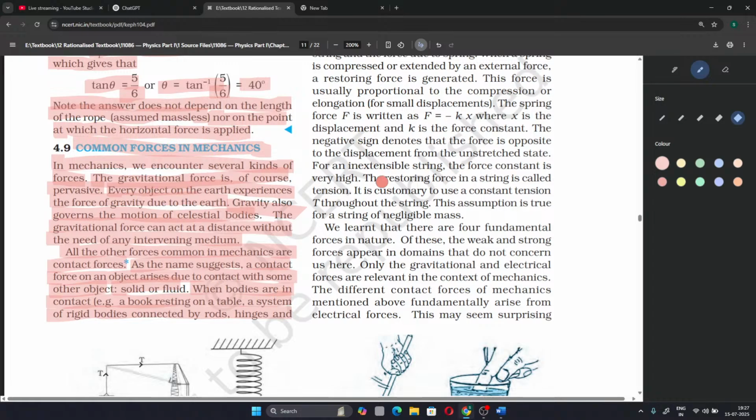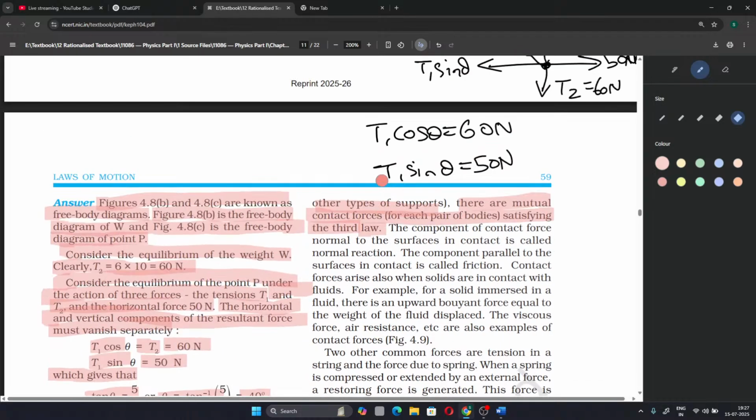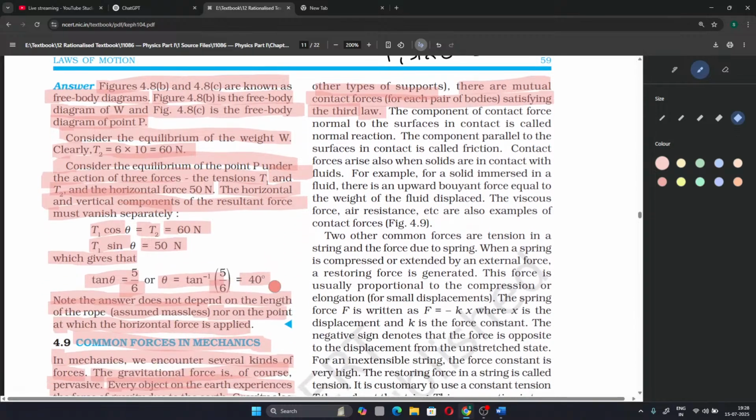When the bodies are touching each other, the two blocks or anything it might be, there are mutual contact forces satisfying the third law. That is only for a pair of bodies. In the table example they gave here, the table is supported by four legs, and these legs are supported by hinges and supports, basically supporting the whole structure of the table. These are basically contact forces.